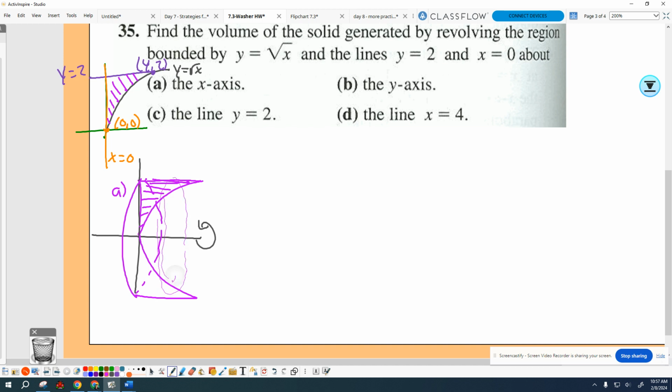Just integrate x from 0 to 4 and multiply by 5. 4 pi.